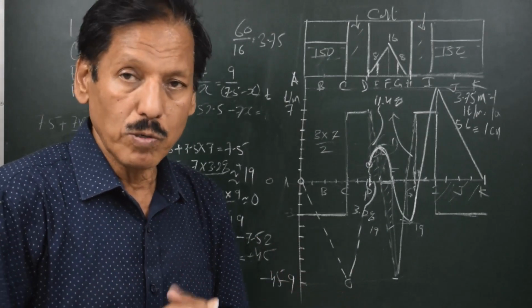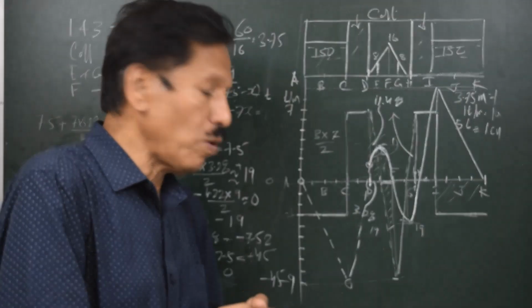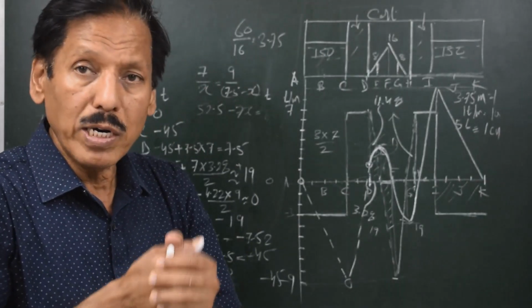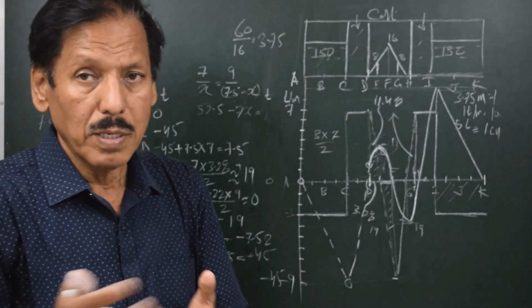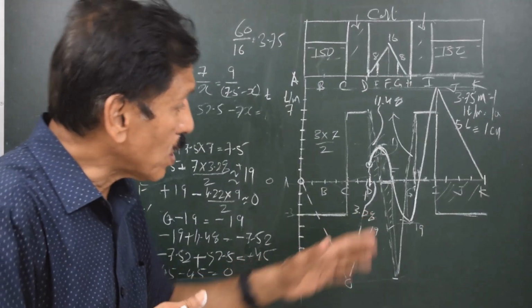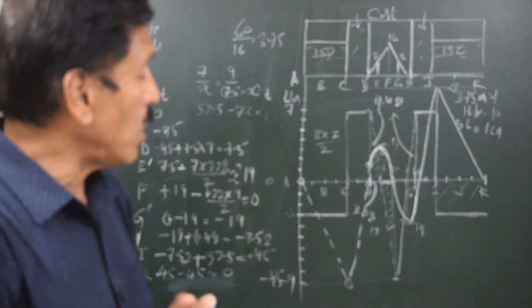If somebody wants to find out the bending moment, the principle is the same. We total up the area under the previous curve at the point under consideration and find out the value of the next curve, that is the bending moment curve. So this is the load curve and shear force curve.